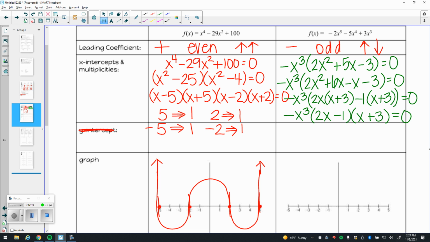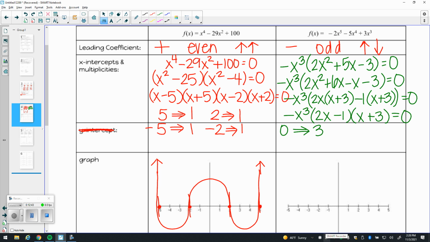Yes. Now I find my zeros. How do I find my zeros? Set all my factors equal to 0. What's my first factor? Negative x cubed is my first factor, right? So that means it's a 0 at 0. And what is my multiplicity? 3. It's 3. Remember, it's the exponent attached to the factor.